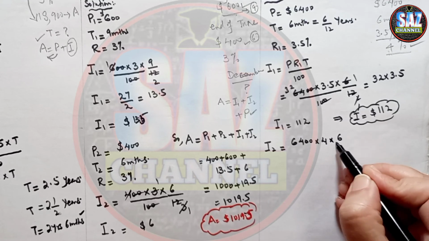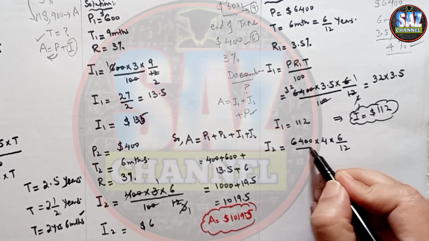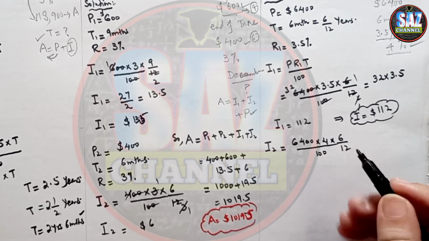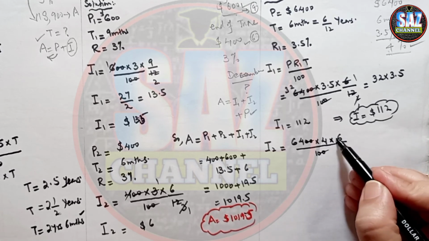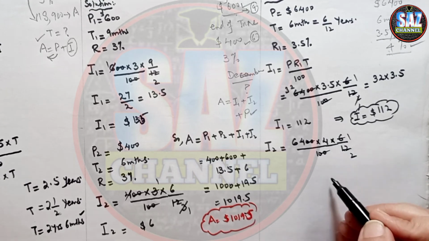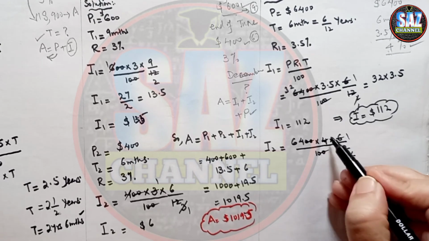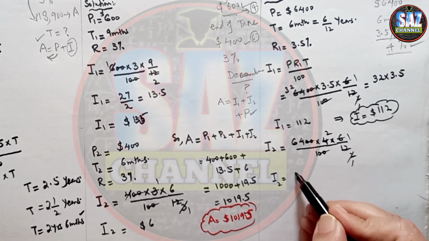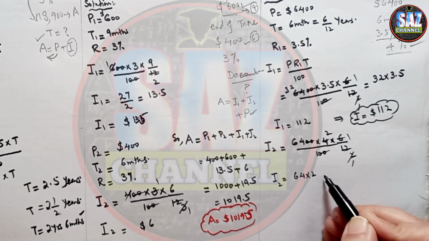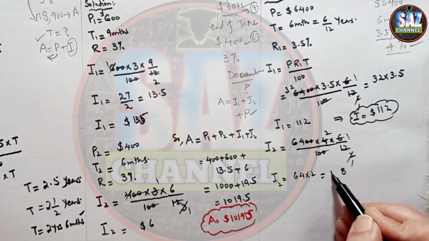Let me block this answer and say I2 will be equal to 6,400 multiplied by rate 4, time 6 by 12, upon 100 of the formula. Again, zeros can go with two zeros. 6 ones are, 6 twos are, and 2 ones are and 2 twos are, and I2 will be equal to 64 multiplied by 2, that is $128.